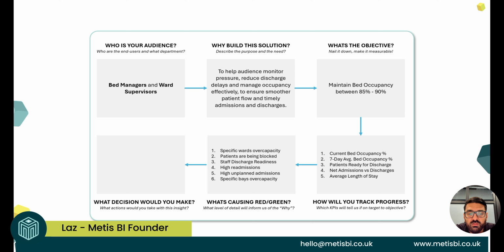The other one is patients being blocked, staff discharge readiness, high readmissions. We have many people being readmitted into the hospital. Then we need to understand that, because that could be a fundamental cause of why one of the KPIs is not looking good as well. That way, there's a completely different set of actions I will take for high readmissions, let's say, versus maybe patients being blocked as well. And you can see all the other ones there as well: high unplanned admissions, specific bays over capacity.